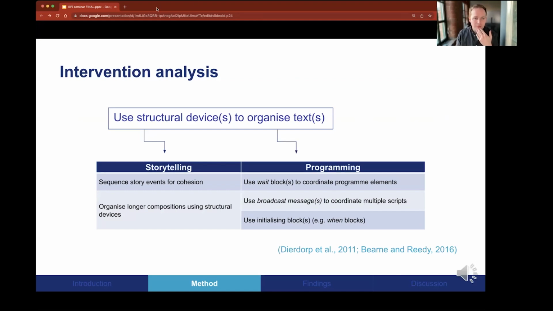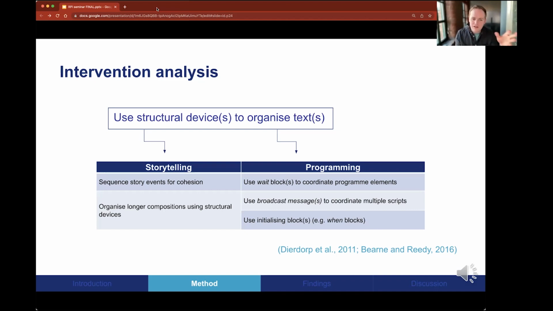In terms of the storytelling goals, a student would sequence events for cohesion. This happens, then this happens, then this happens. If we change the order, it doesn't work. And in terms of programming goals, the students would use wait blocks and different ways of coordinating when sprites come in, when sprites disappear, how long before they say something, how long before they speak again, so they don't interrupt one another. So that's one simple way that they could do that.